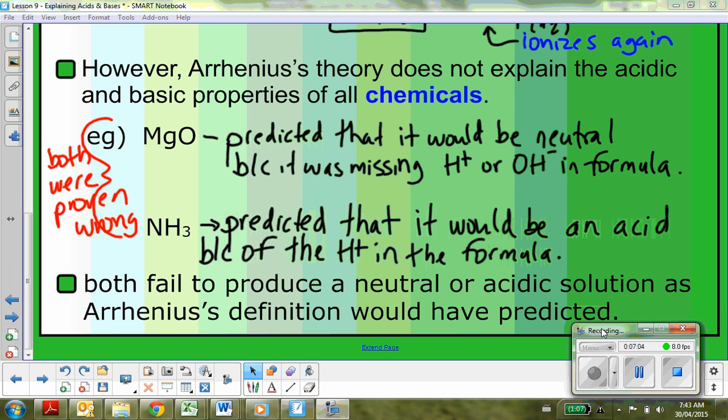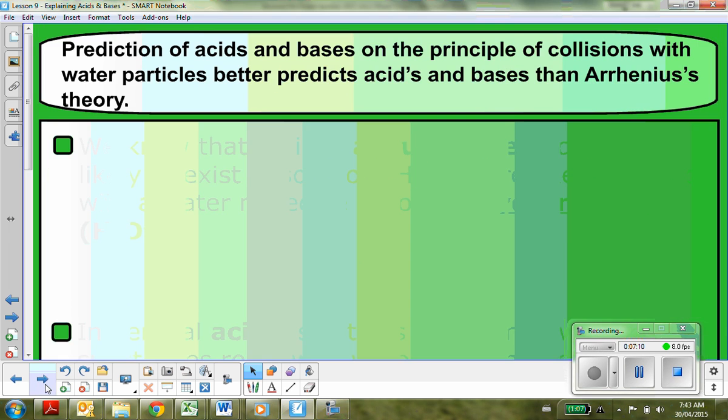So now we're going to look at the modified definition of Arrhenius. So the prediction of acids and bases on the principle of collisions with water particles is actually a better predictor if something's going to be an acid or base. So not just looking at H, not just looking at OH, but taking the whole compound and look at how it reacts with water.